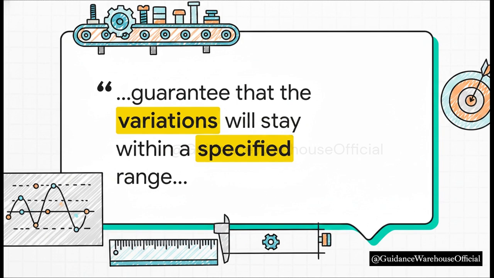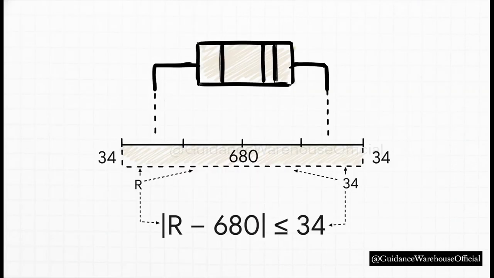A part that should be 10 millimeters might be 10.01 or maybe 9.99. The whole goal of quality control is just to make sure that variation, that error, stays within an okay range. So how do you describe that okay range using math? You guessed it, absolute value. It's perfect for this. Take an electrical resistor. It's supposed to be 680 ohms, but it has a 5% tolerance. Well, 5% of 680 is 34. So that means the actual resistance can be off by as much as 34 ohms, higher or lower.